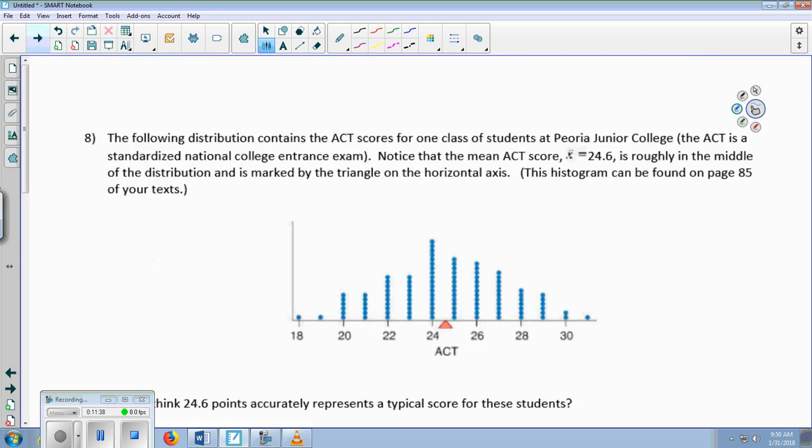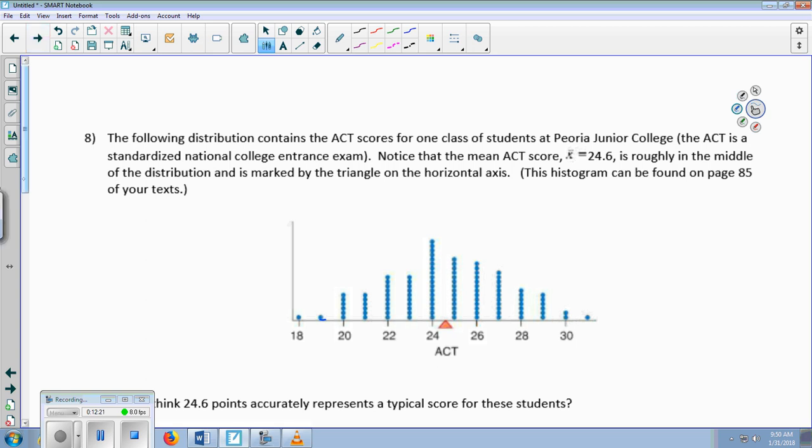Okay, so going on, we have the following distribution of ACT scores for a class at a junior college, and the mean score is 24.6. That's put on the histogram for you. So this is from our textbook. Do you think the 24.6 accurately represents a typical score for these students? So yes, I would say it does.